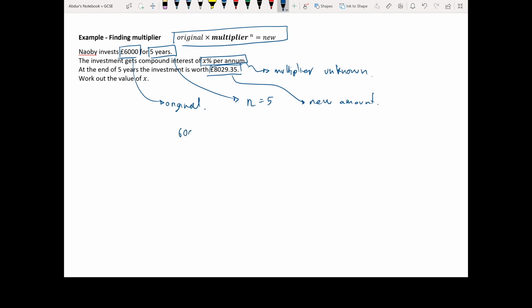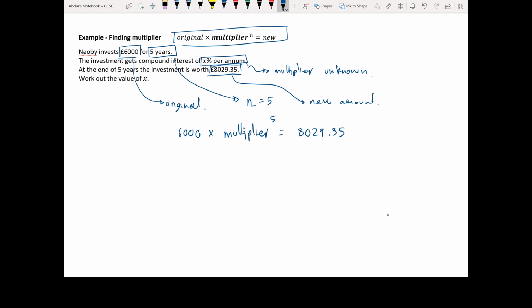Original is 6,000 times multiplier, which we don't know. So I'm going to leave it as multiplier, or M in this case, to the power of years, which I know. I'll write down multiplier here, to the power of N, which is 5 years, is equal to the new amount, which I know is £8,029.35. I want to work out what my multiplier is first before I can work out the X percentage. So don't worry about the X for the time being.